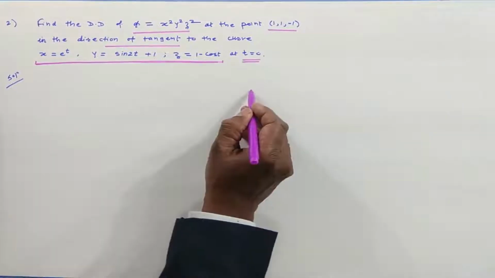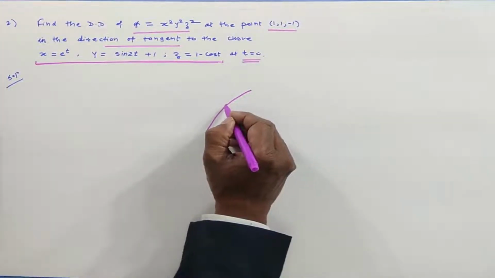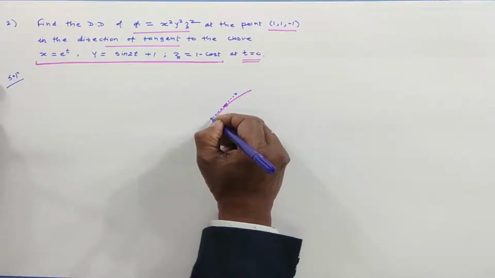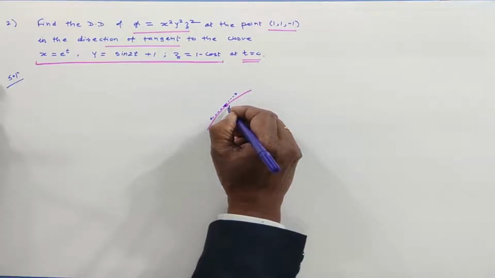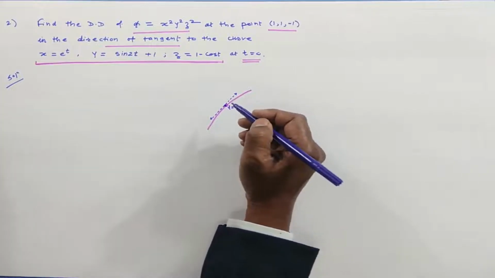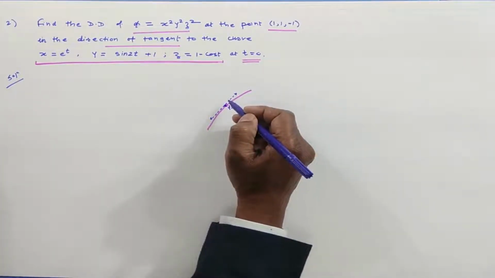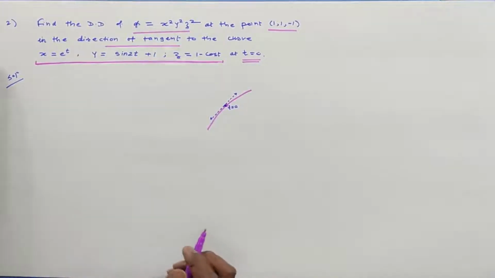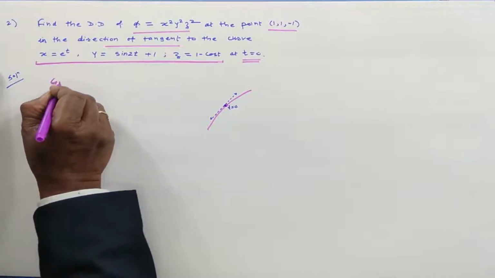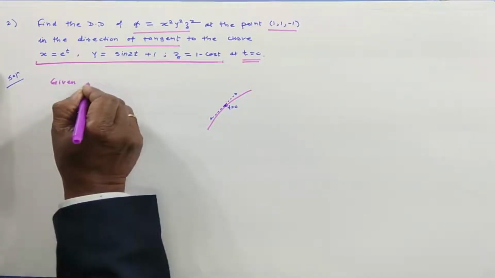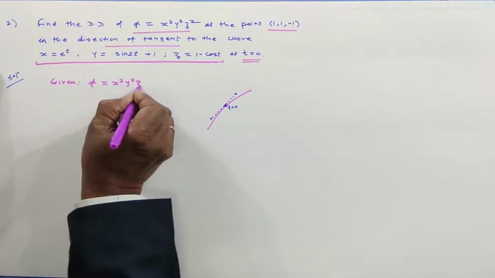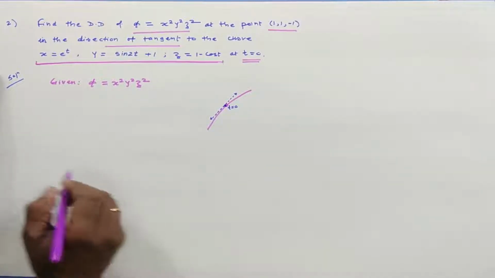This is a curve, and I want the tangent to this curve at which parameter value? At t equal to 0. And the direction of the tangent is the direction of the directional derivative. This vector is not directly given, so we have to calculate it. Here, for the directional derivative, the gradient of phi is required. So I am going to find the gradient of phi first, very quickly.